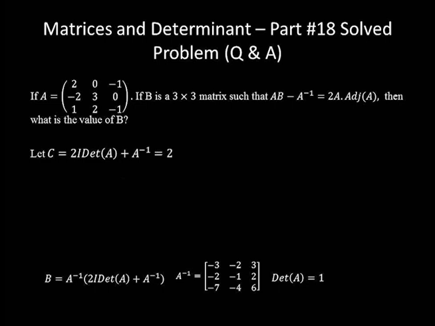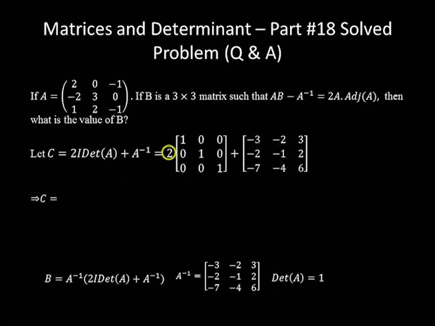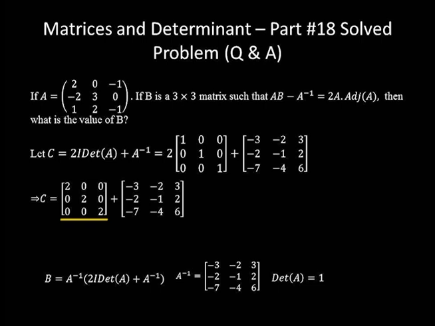2 times identity matrix is this 3 by 3 matrix times determinant of A is 1. 1 times the matrix is the matrix itself plus A inverse is this 3 by 3 matrix. This implies matrix C equal to 2 times identity matrix means making the main diagonal elements 2 plus A inverse. Addition of 2 matrices means adding the corresponding elements of the matrices. Except main diagonal elements, all other elements of this matrix are zeros. So the addition brings a change only on the main diagonal elements of A inverse.